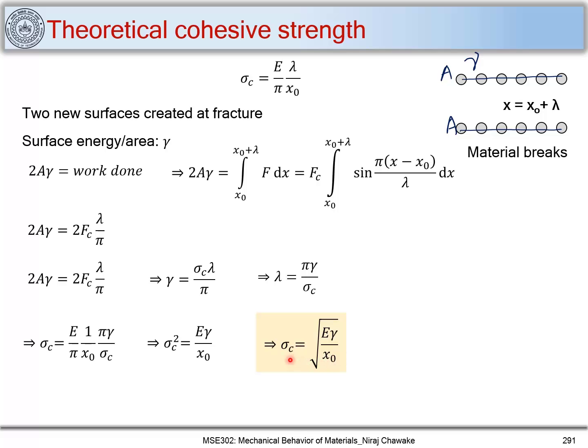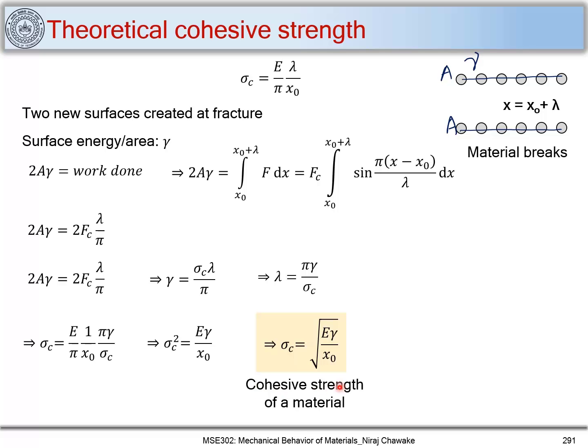And if you look at all these equations, you can find out E by using a tensile test. You can find out x naught using X-ray diffraction, thus by measuring interplanar spacing, etc. And you can find out gamma, that is surface energy, experimentally or using some theoretical calculations too. So we can approximate what can be the theoretical cohesive strength for a material. Mind you, this is for brittle materials.